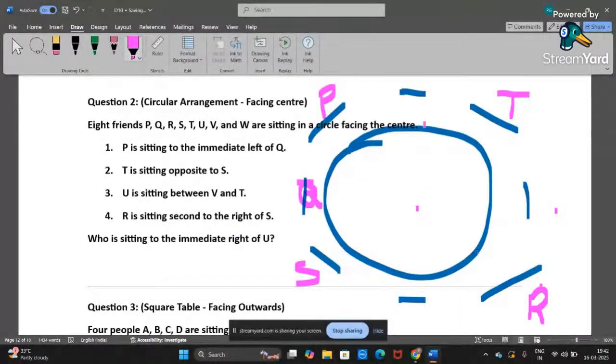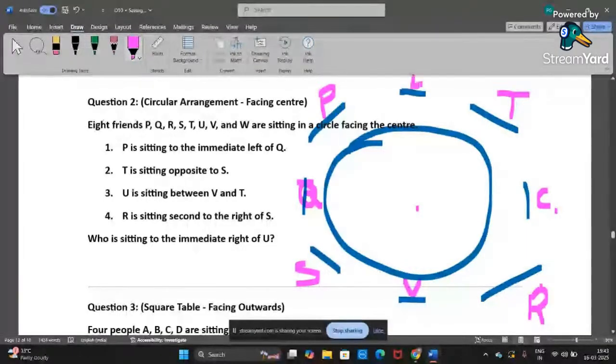Okay. Then U is sitting between V and T, so V will be here and U will be here. This is also possible, right? U is sitting between V and T. R is also given here, which is not given there. P, Q, R, S, T, U, V, and W are here.